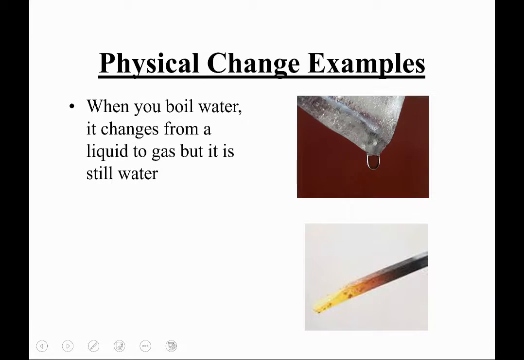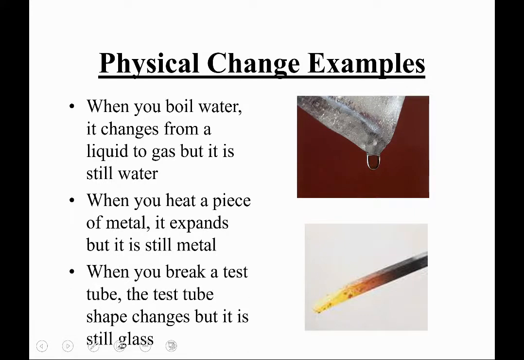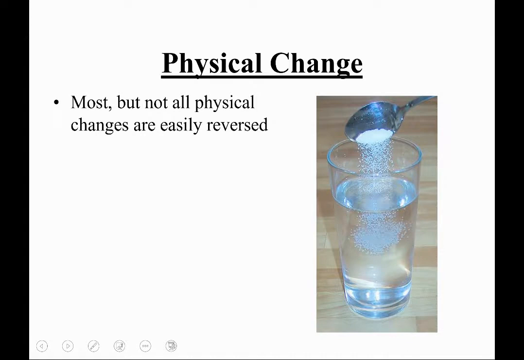Here's a couple examples right here. You boil water, it's changing state, but it's still water. When you heat up a piece of metal, it expands, it can glow, but it's still the same metal. When you break a test tube, you're not going to get your test tube back, but it's still glass, just bits of glass. Most, but not all physical changes can be easily reversed.